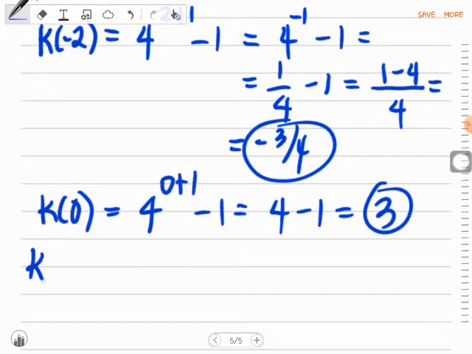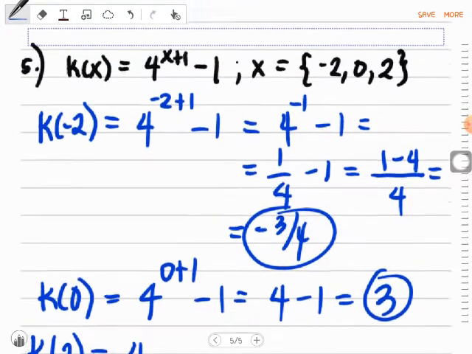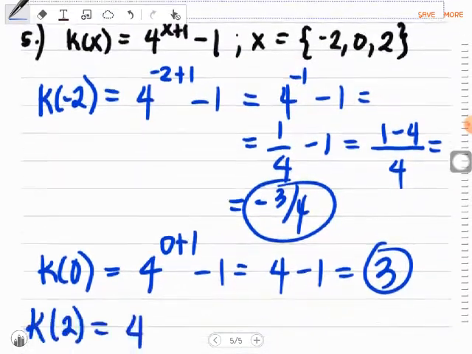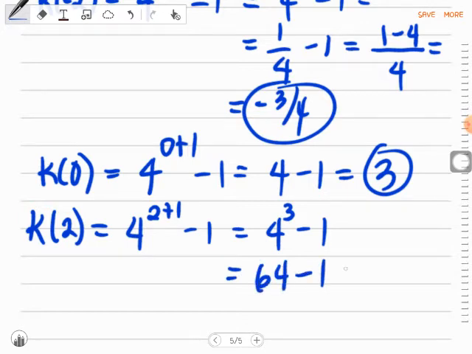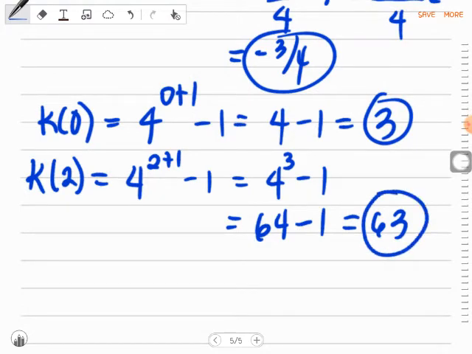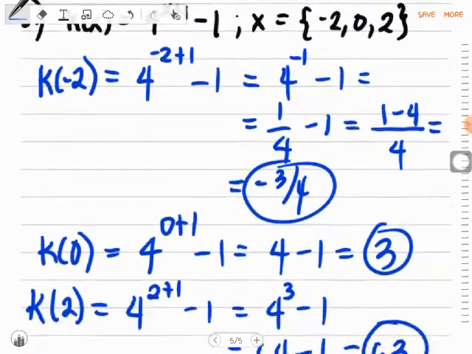And finally, we have k of 2. Ano nga kasi yung equation natin? 4 raised to x plus 1, minus 1. So we have 2 plus 1 minus 1. That's 4 cubed. What's 4 cubed? That's 64, right? So we have 64 minus 1. And that's equal to 63. Okay, so these are the values now of this equation.